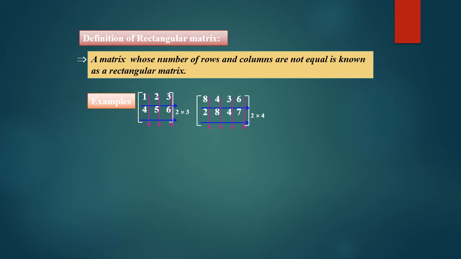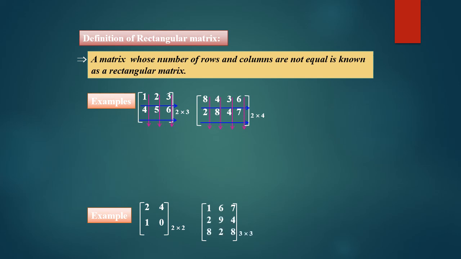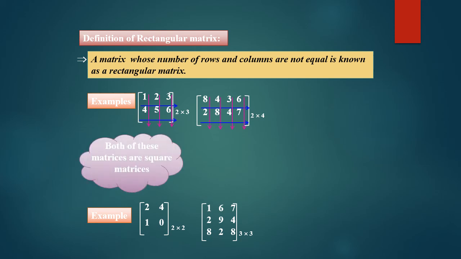A matrix whose number of rows and columns are not equal is known as a rectangular matrix. Consider some examples. Matrix 2 4 1 0 is of order 2 cross 2. Next, matrix 1 6 7 2 9 4 8 2 8 is of order 3 cross 3.